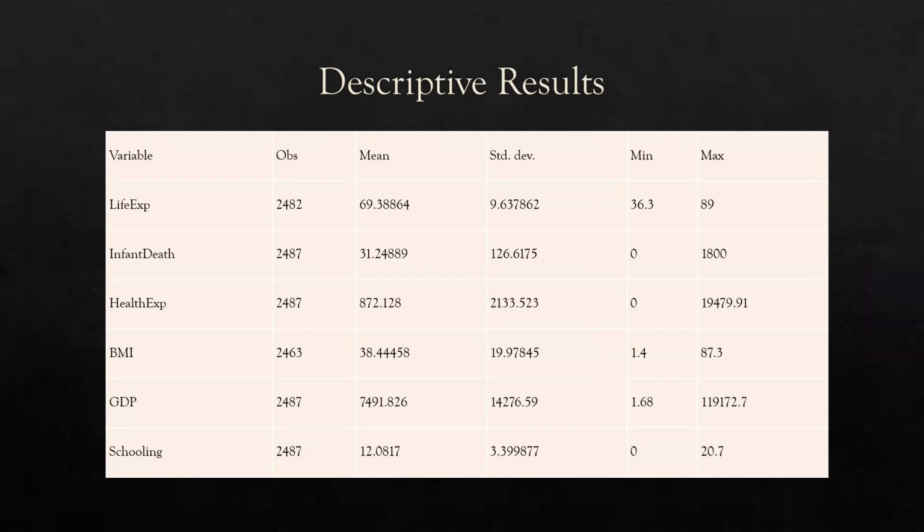Schooling is the last variable. It had a mean of 12.08. That means the average amount of schooling in every country in the model was 12 years. The standard deviation was 3.39. The minimum was 0, and the maximum was 20.7.